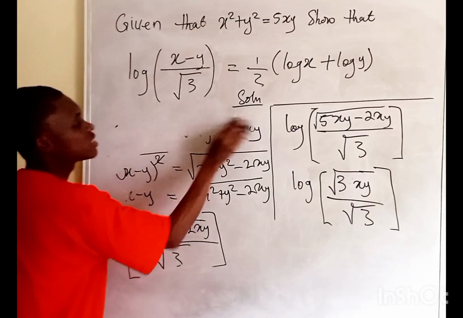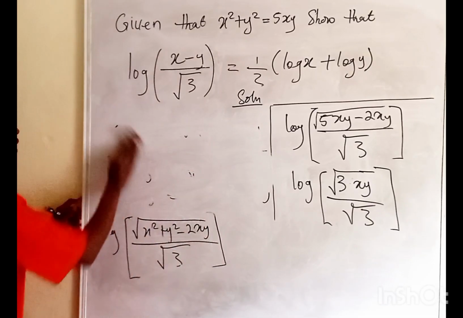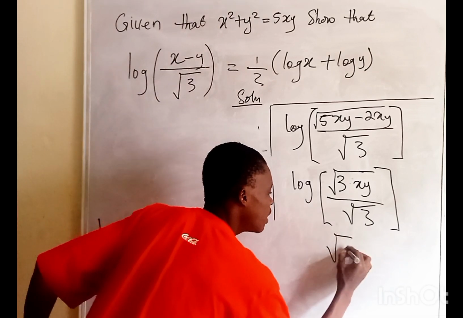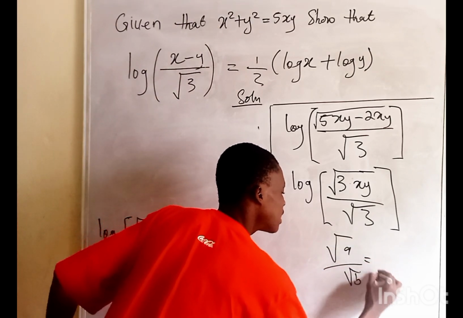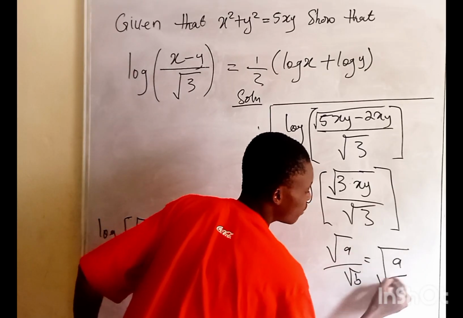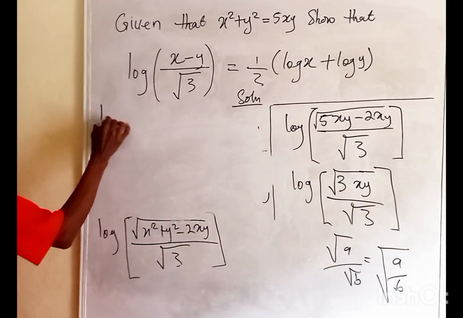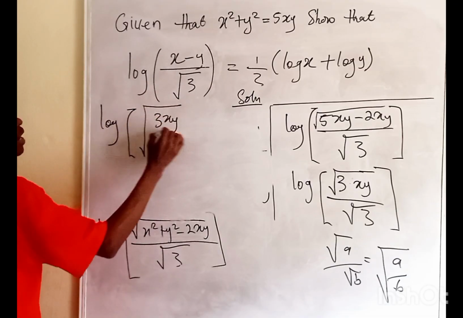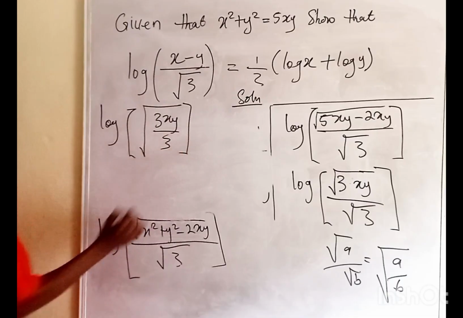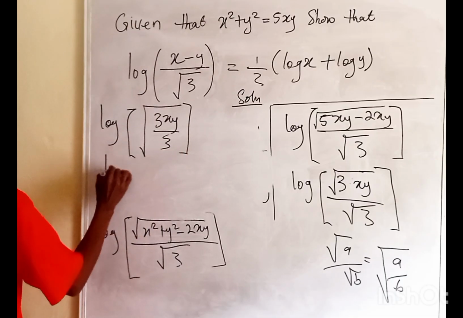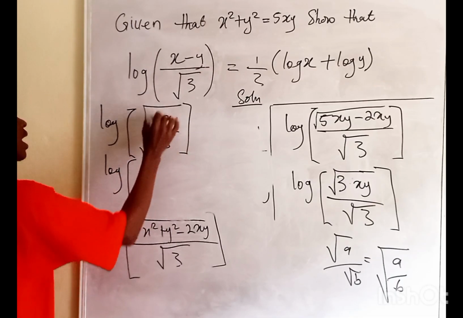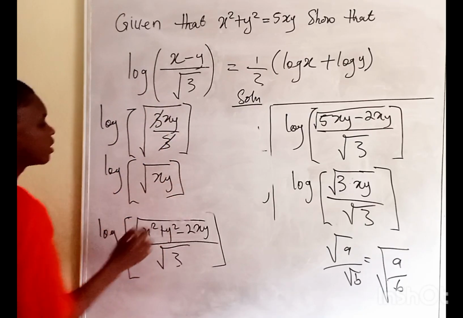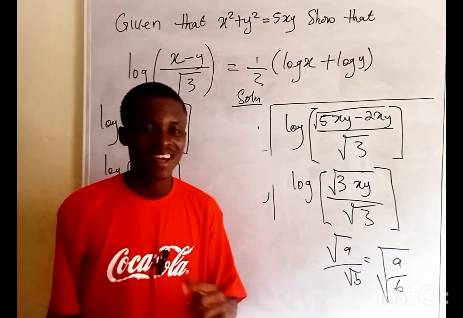We can clearly see from here that we know if we have the square root of a all over the square root of b, this can also be written as the square root of a all over b. All right, so from here we can say this is log of, in brackets, the square root of 3xy all divided by 3. All right, so therefore 3 can cancel out 3, and what happened? We have the square root of xy. All right, I hope you can see the answer waiting for you.